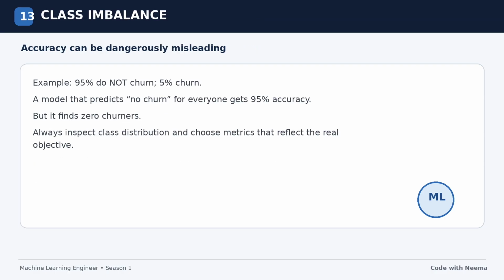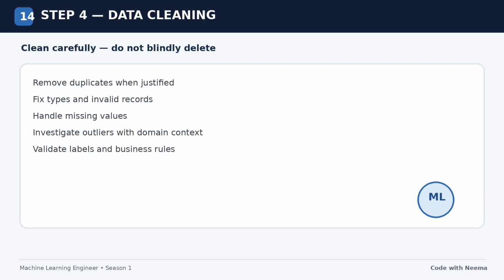Here is an important example. Suppose only 5% of customers churn, 95% don't. If our model simply predicts nobody will churn, we could get 95% accuracy, but the model is useless. This is why we cannot blindly rely on accuracy. We need to understand the actual distribution of our target. Next comes data cleaning. We may remove duplicates, correct data types, handle missing values, remove or investigate invalid records, and determine what to do with outliers.